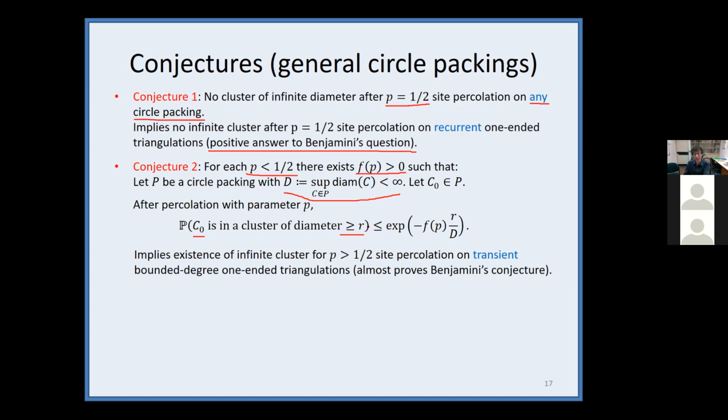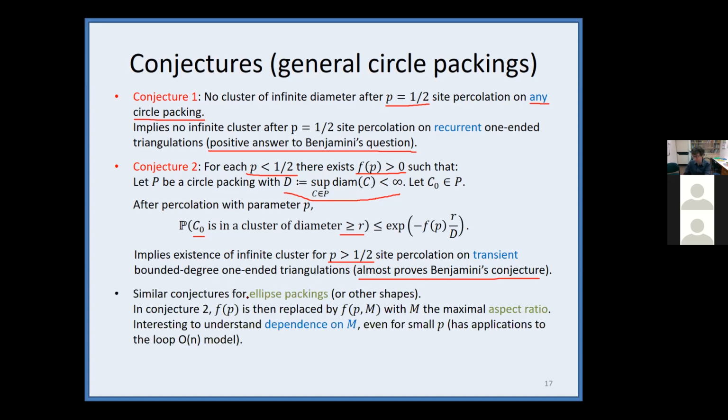If this is proved, then it will almost prove Benjamini's conjecture on transient bounded one-ended triangulation. It will show that for any p greater than 1/2, there is an infinite cluster. Benjamini conjectured that at p equal 1/2, there is an infinite cluster. That would be stronger.